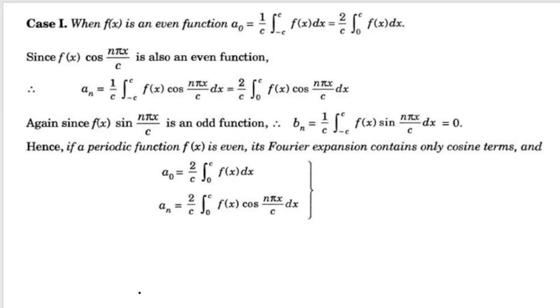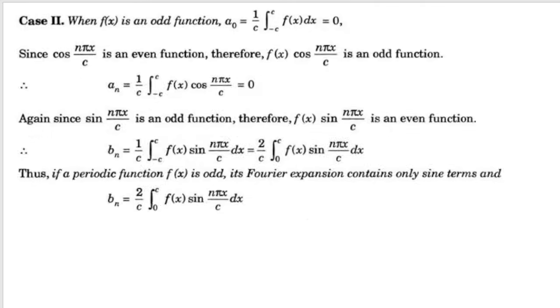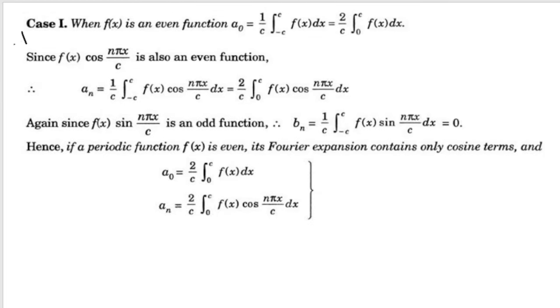What is important here is that I am going to discuss two different cases, the case when f of x is even and the case when f of x is odd. And these two slides are very, very important, so listen very, very carefully. So the first case is if f of x is an even function. Then how will a naught be calculated? The a naught is calculated using the formula 1 by c, integral from minus c to c f of x dx.